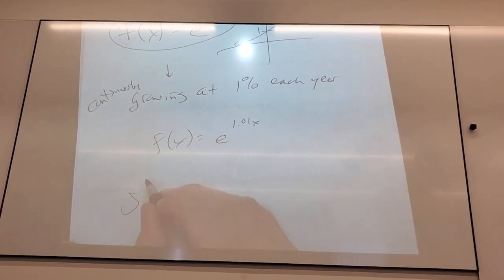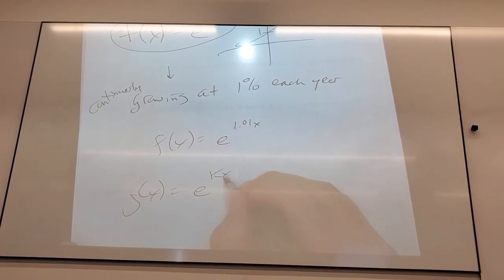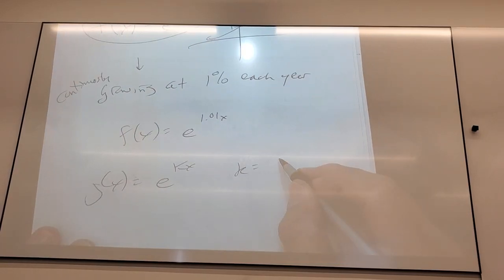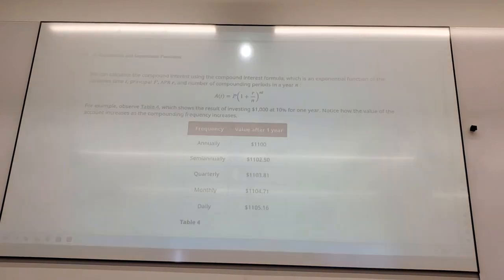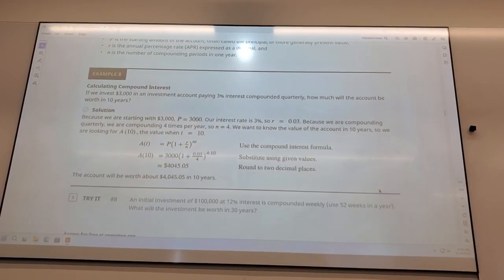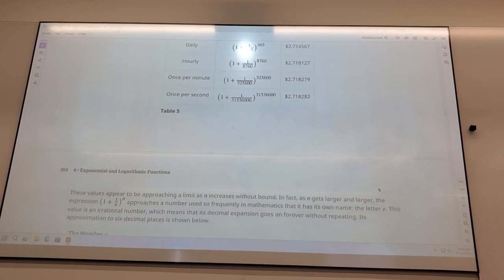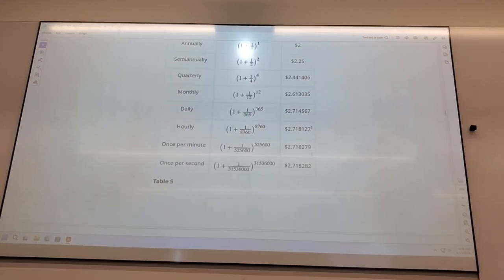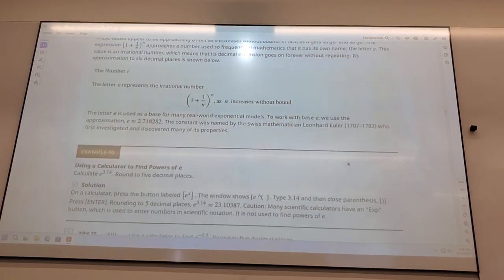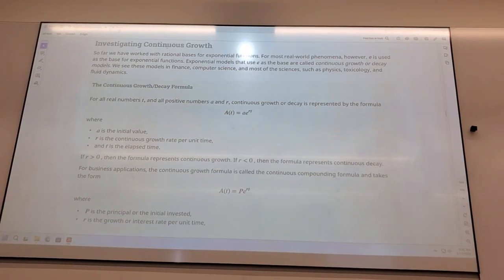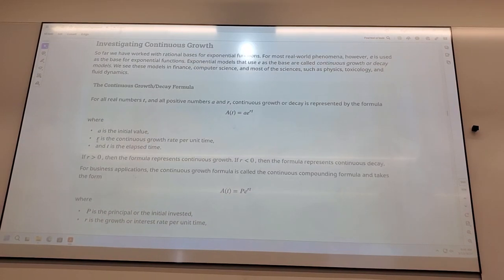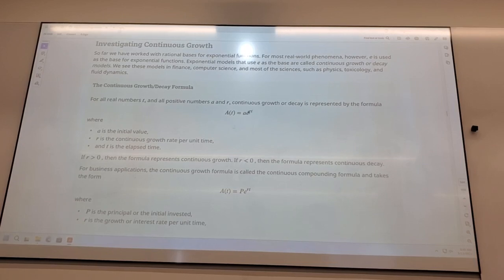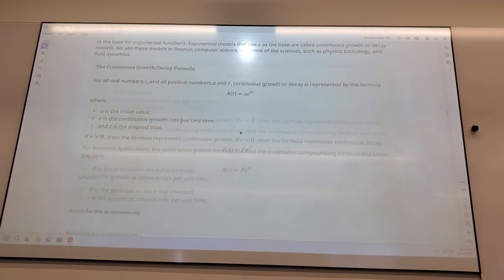So in general, if I have this, K is the percentage growth. Let me show you this in the book here real quick. Here's where they step through the stuff we just did. So you get that E number. Here we go, continuous growth. R is the continuous growth rate per unit time. I used a K because I'm just using a K.